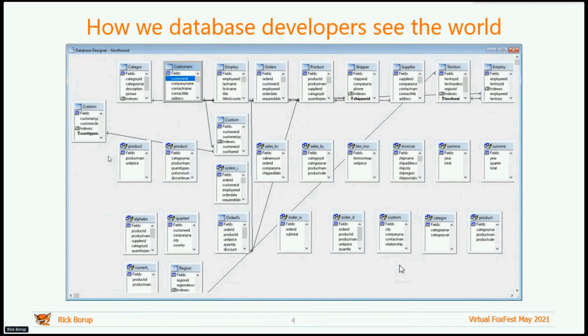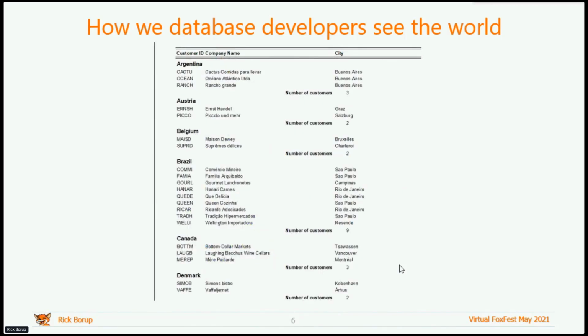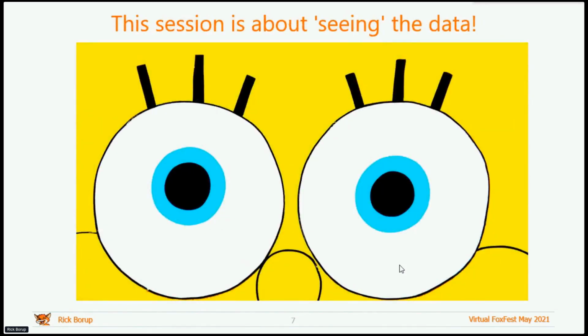When somebody wants to quote unquote see the data, we think in terms of creating select statements to pull data into a cursor, maybe for a report. And to us, frequently, seeing the data means seeing it on a report, as an example. Well, that's only a small part of it, and certainly perhaps not the main way that our users might want to see it, at least in some cases. So this session is about actually seeing the data.